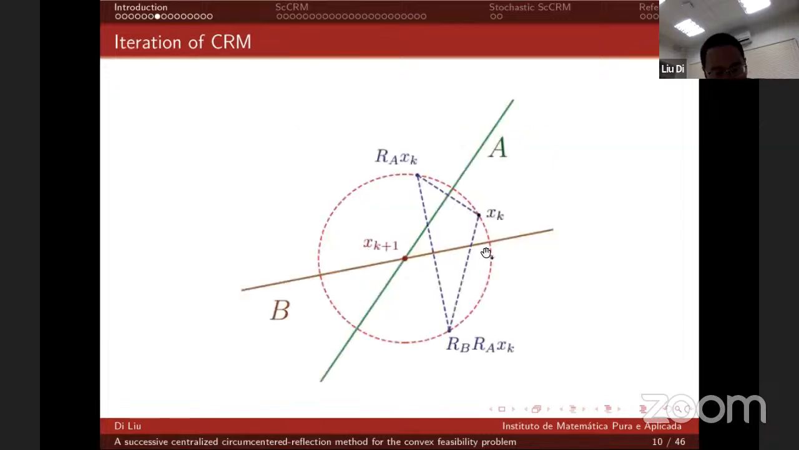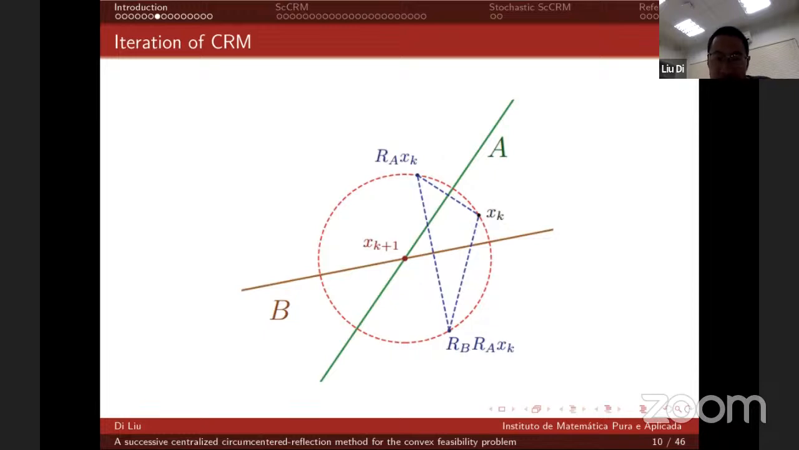This picture shows how the CRM works. We have a point xk here. We do the reflection, and then we do the sequential reflection. We get the second reflection here. So we calculate the circumcenter of xk, RAxk, and RBRAxk. Then we get the next point, xk+1. Here we can see we use this circumcenter for two hyperplanes, so it converges.